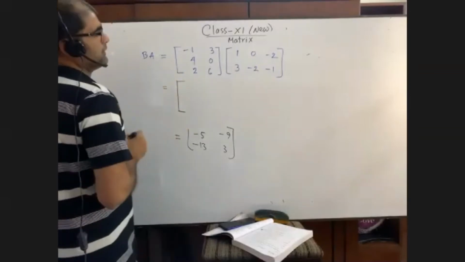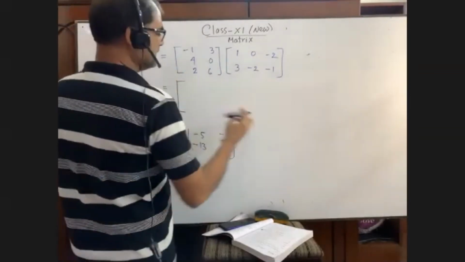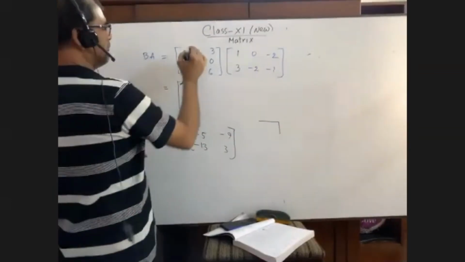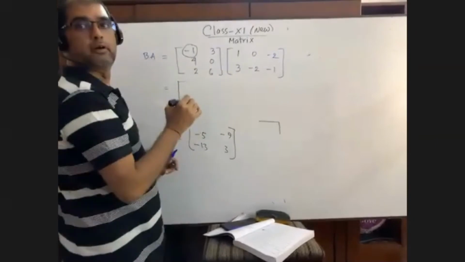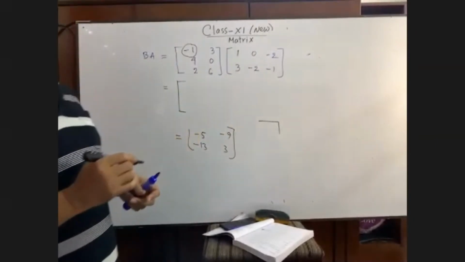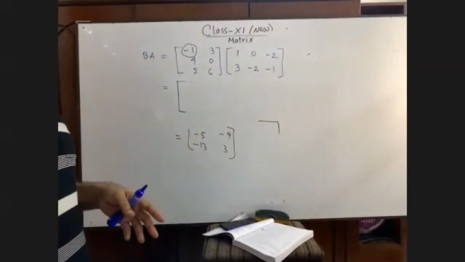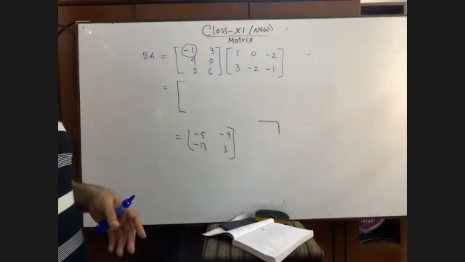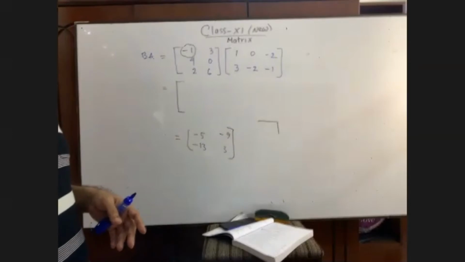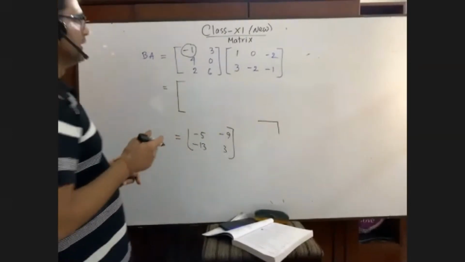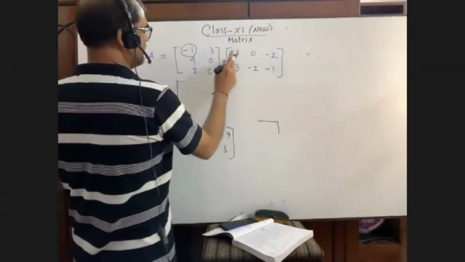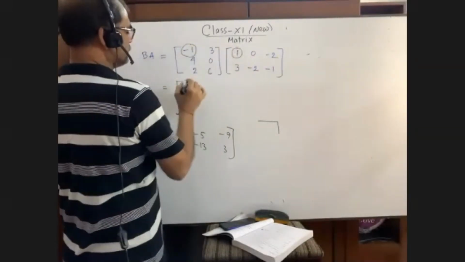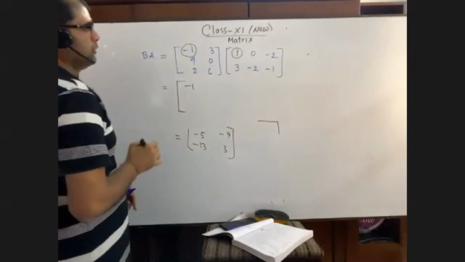Okay, what I told you, this is the way. So that's good. -1. Now you see -1 into 1 equals to what? -1. Okay, are you getting me?